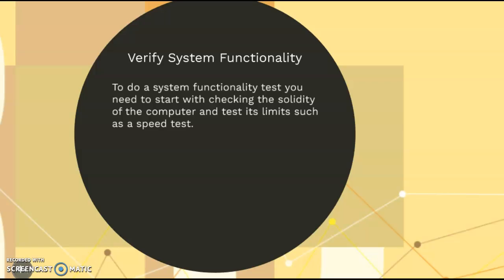Verify system functionality. After you do your troubleshooting process, you run the antivirus, and you realize that there was in fact a virus, and with the help of the antivirus, you quarantine the computer or you delete the virus, then you will verify the system functionality. How can you verify that? To do a system functionality test, you need to start with checking the solidity of the computer and test its limits, such as a speed test.